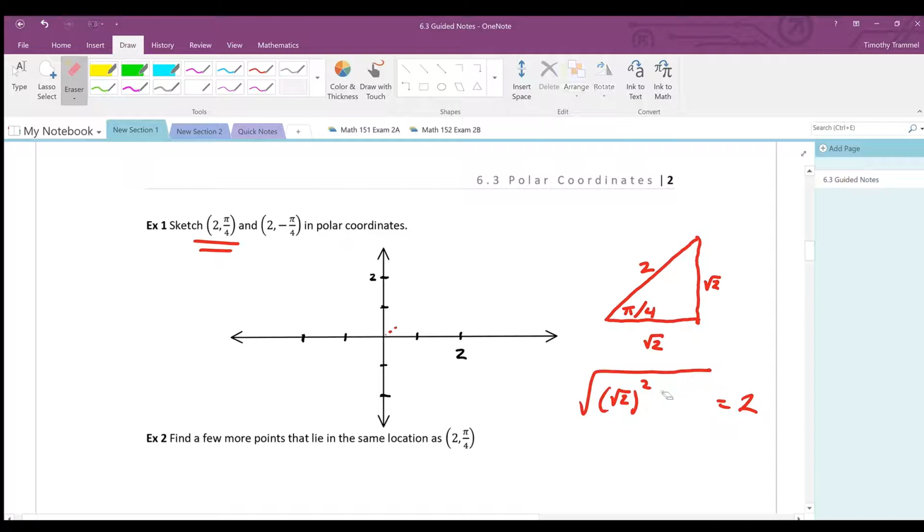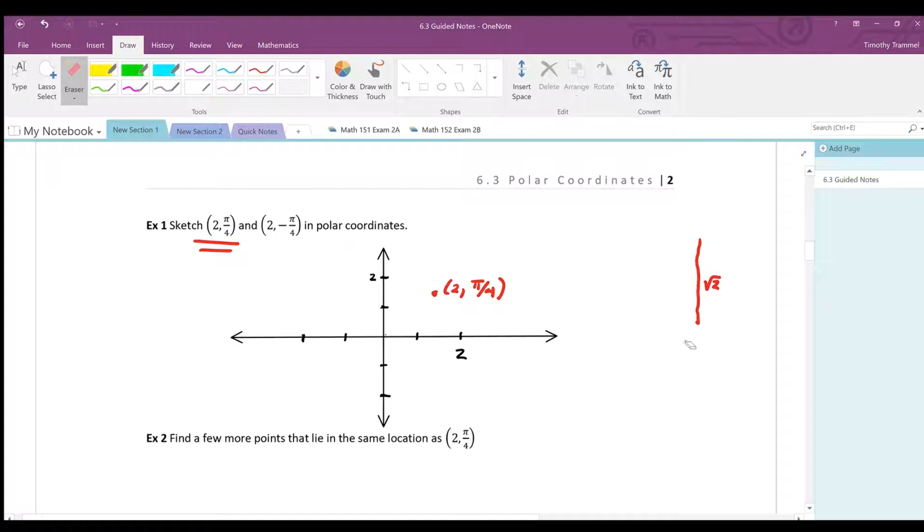Okay? And then the next question might be, well, what is approximately the square root of 2? It should be about 1.4 something. So what that really means is when we go to do this, we want to go to about (1.4, 1.4). So somewhere in here. Okay, probably not perfect, but we're close. Again, this is (2, pi over 4).